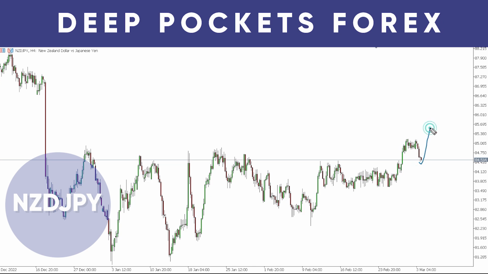Don't be manipulated. Just keep in mind, for us to get a movement like this, we're most likely to get manipulation first and then a drop like that. That's how the market works. So keep that in mind. That's on NZDJPY, guys.